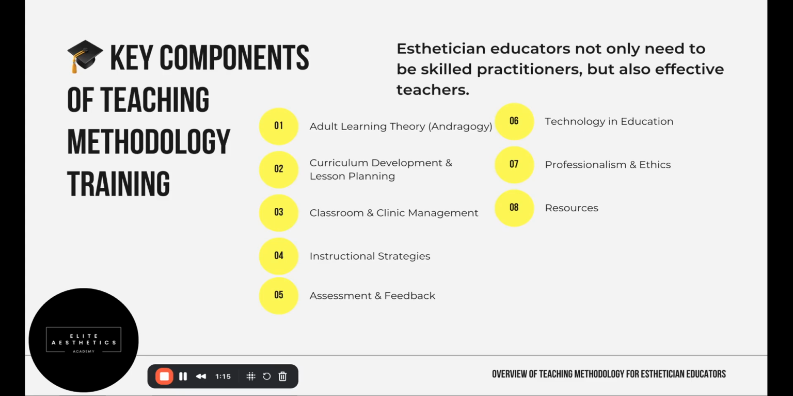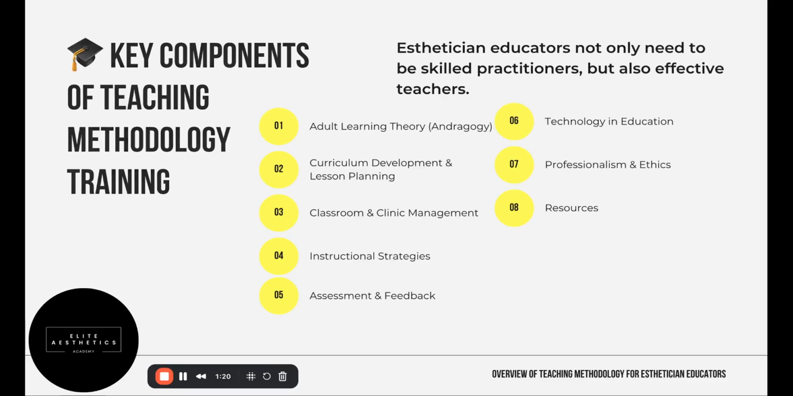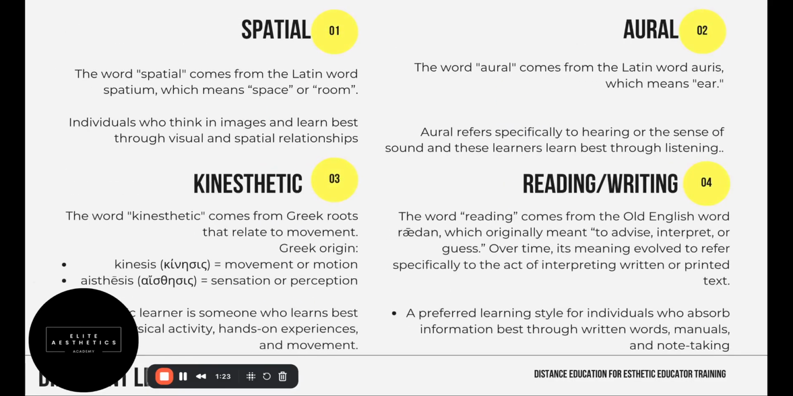Today we're going to be going through adult learning theory. Before we begin with adult learning theory, we're going to spend a little bit of time talking about the different learning styles. In our academy, we take time to ask students on day one of every course to tell us about themselves, but also to tell us more about their learning styles and how they feel they absorb information best. So there's four main preferred learning styles. There's spatial, oral, kinesthetic, and reading and writing.